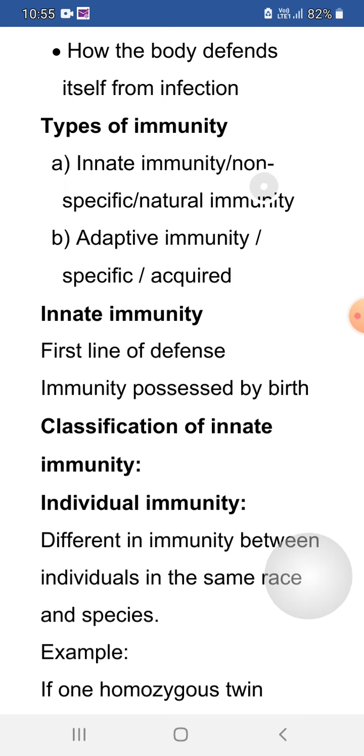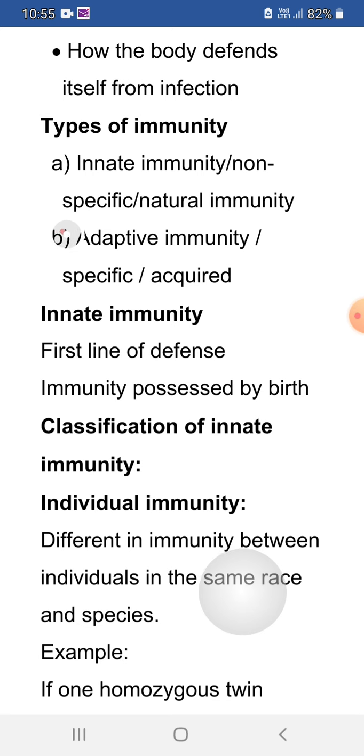It is also said to be non-specific because one example of innate immunity is the skin. The skin prevents entry of any substance into the body, and it prevents entry of substances in the same way. It does not select, it's not specific, so that's why it's called non-specific.